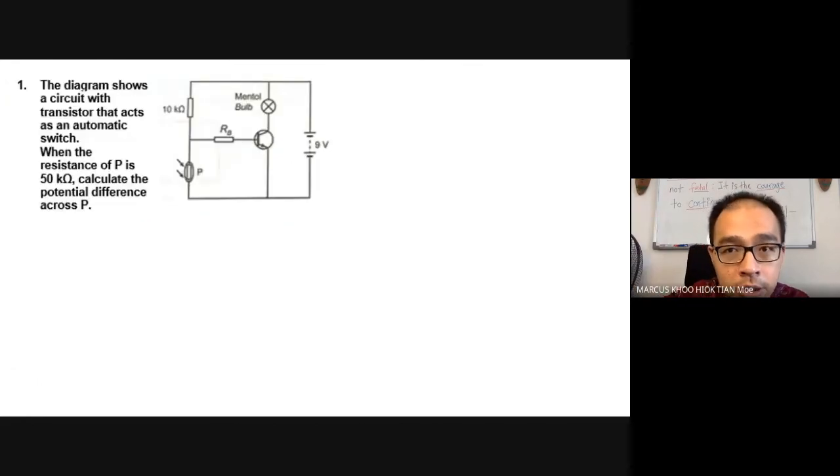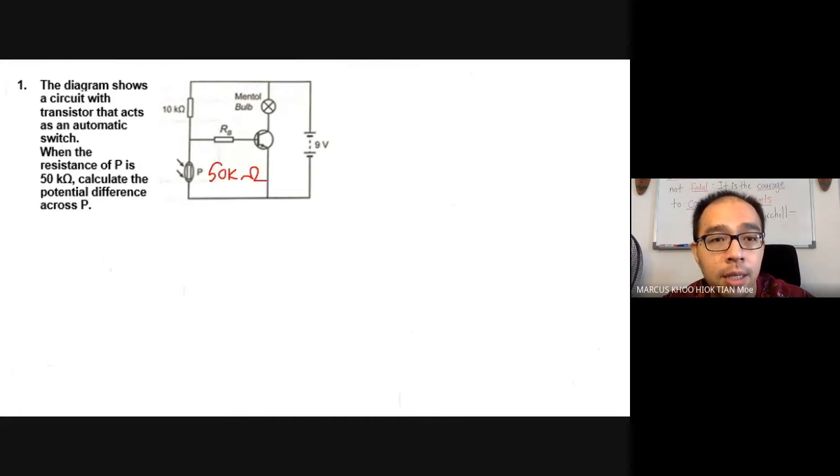Now let's do a couple of calculation questions, and then tomorrow we will do the tutorial. The diagram shows a circuit with a transistor that acts as an automatic switch. The resistance of P is 50 kilo ohms. Calculate the potential difference. We want to calculate this V.